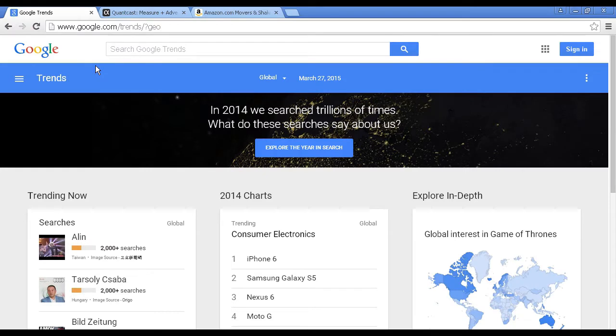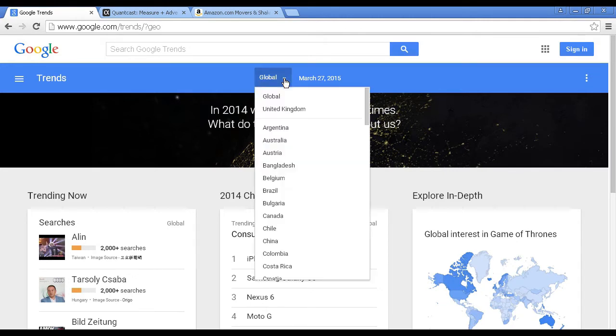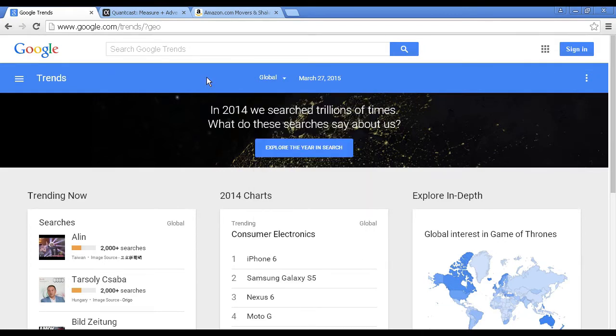Another way is to use online research tools. A few online sites you might want to look at are Google Trends. If you go to google.com/trends, it'll take you to a page like this, and you can choose from global trends or limit it to particular countries. I'm using the global trends for this demonstration.